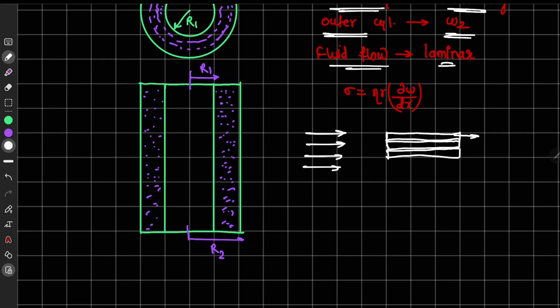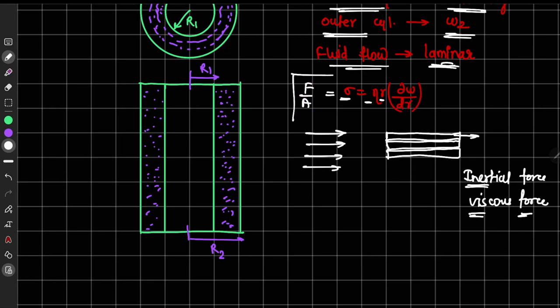And in that case we have the terms inertial force and viscous force, and the inertial force will be less as compared to the viscous force. In that case we can call the fluid flow laminar flow. Now the force per unit area is given as sigma, that is equal to viscosity into r into the derivative of the angular velocity with respect to the radius.